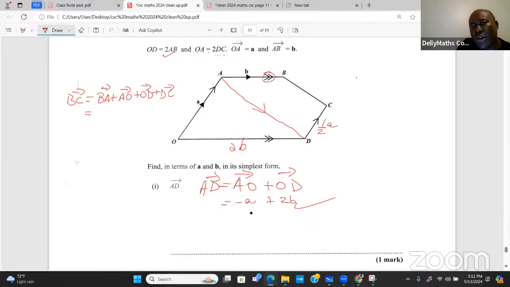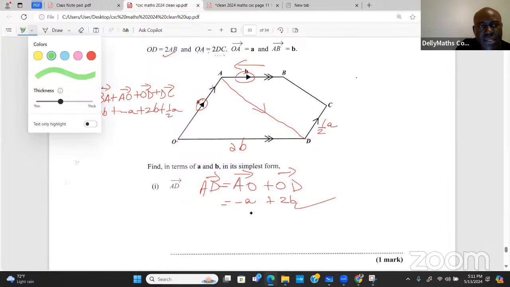Look, the arrow is going that way. Let me show you the arrow. The arrow is going that way, so I'm going to go this way. So I'm going to go negative B. So this is negative B here. Plus, I'm going against the arrow here again, so it's going to be negative A. OD is normal, so this is positive 2B. DC is normal. It is a half A. Collect like terms because this is vectors.